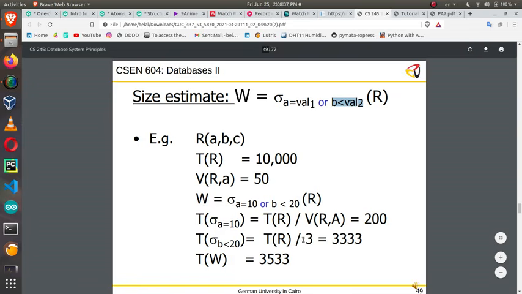and this is gonna equal T of R over 3, which gets us 3,333. So adding these two terms together, 3,533 tuples may satisfy both conditions, or one of them, or both of them, okay? Because this is a compound operator.